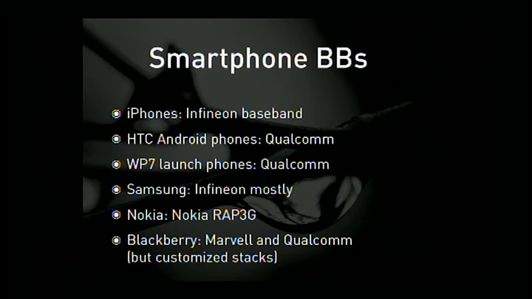There's actually not so many baseband vendors anymore. If you look at iPhones, they all have Infineon basebands. If you look at the HTC Android phones, they all are Qualcomm. If you look at the Windows Phone 7 launch phones, they're all Qualcomm as well. Samsung uses Infineon mostly in the smartphone segment. Nokia has their own CPU, which apparently is a Texas Instruments design. And BlackBerry either uses Marvell or Qualcomm these days.